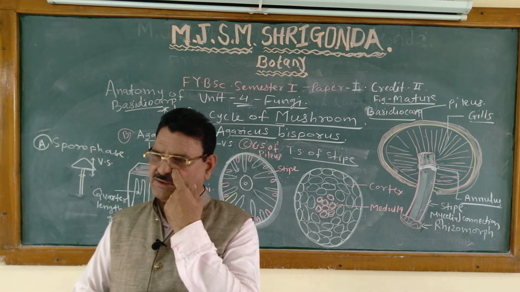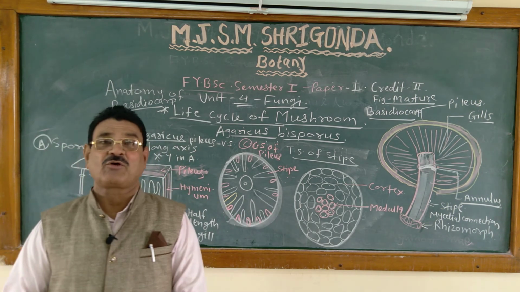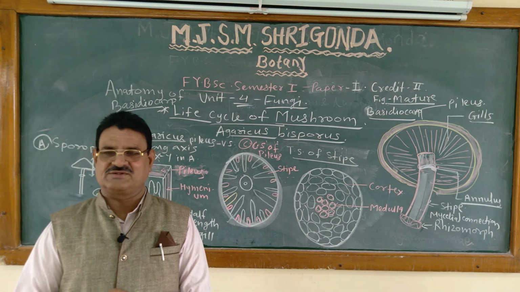Next point, reproduction in Agaricus. This is the anatomy of Agaricus. Agaricus reproduces by vegetative, asexual and sexual methods.